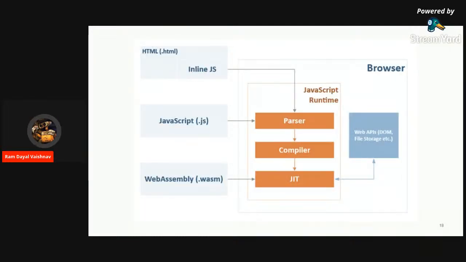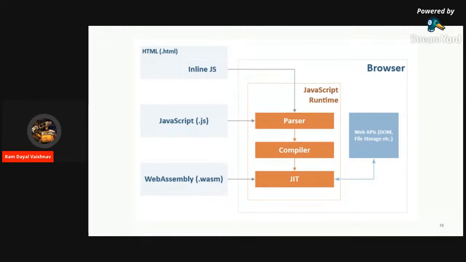So now let's look at it again. The JavaScript is coming from the inline files, like in the HTML, or from the JavaScript file, and it is being given to the parser. Now the parser is actually parsing it, and then compiling, and then giving it to the JIT. So there is a binary format which is going to the JIT, which is coming from JavaScript.